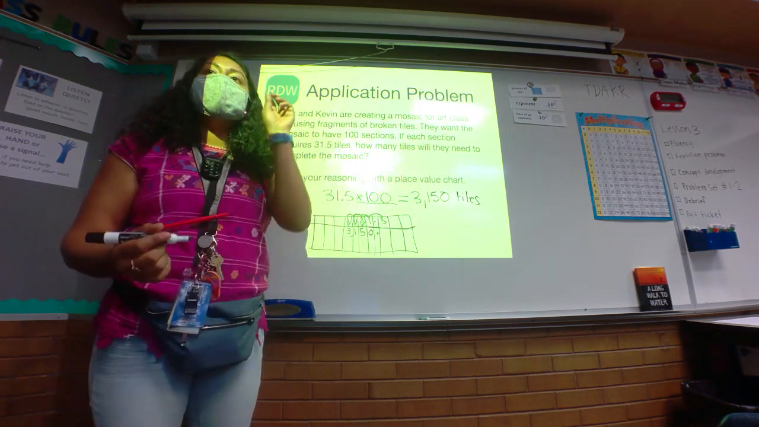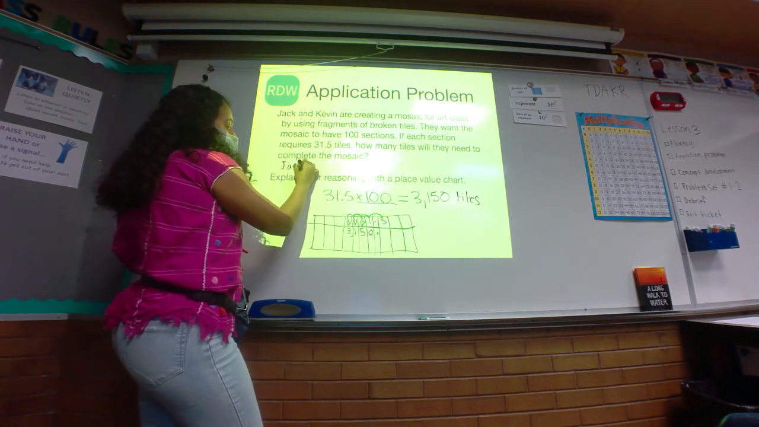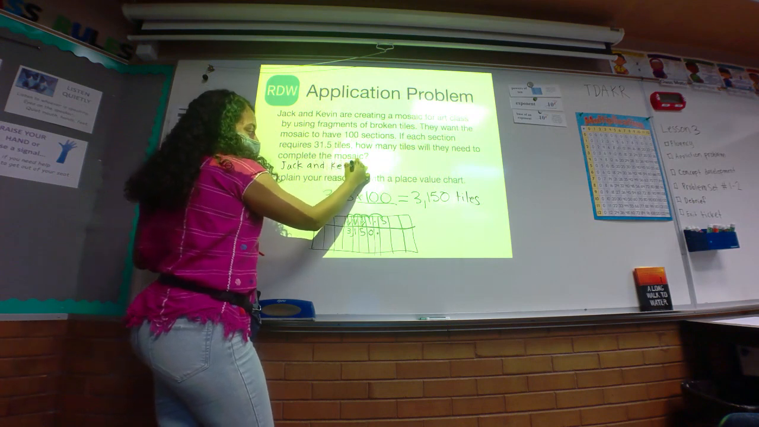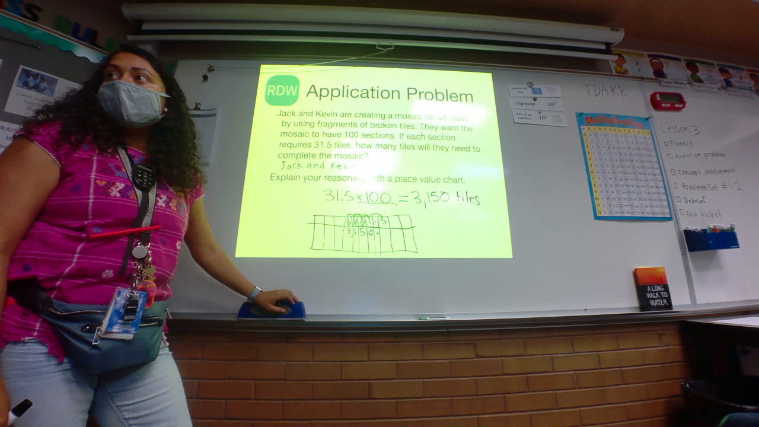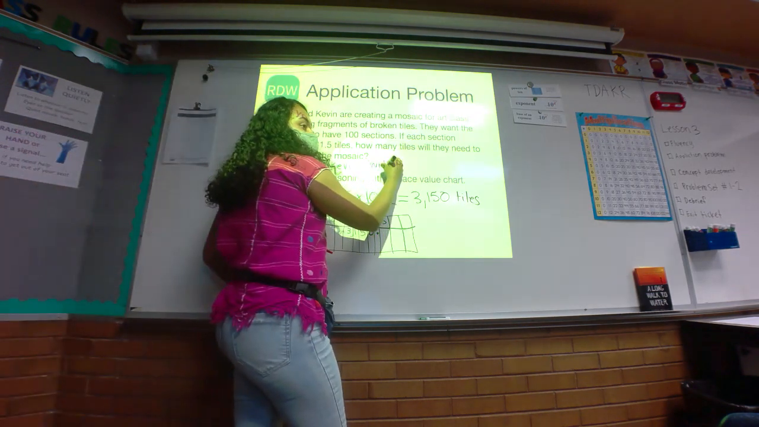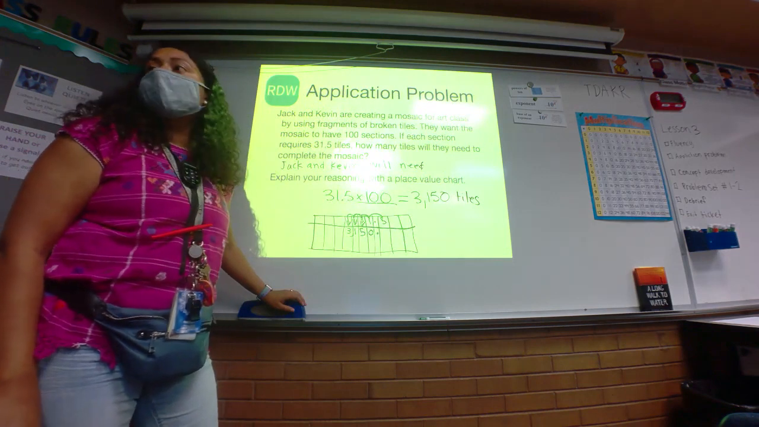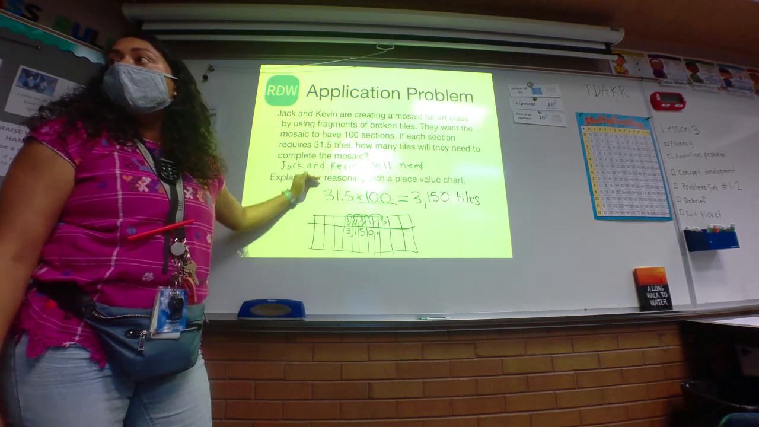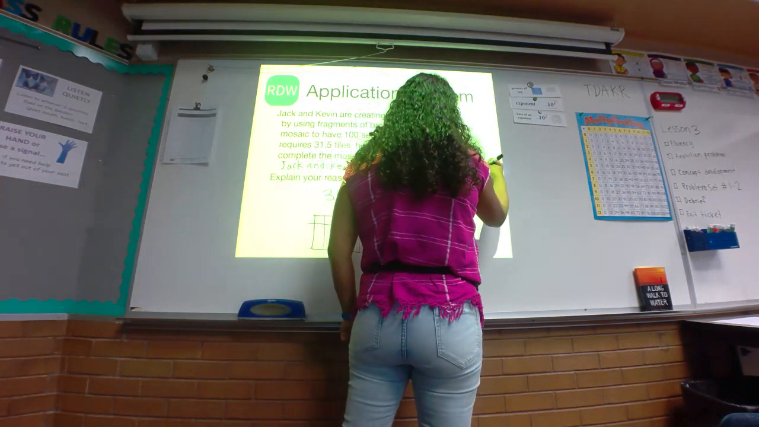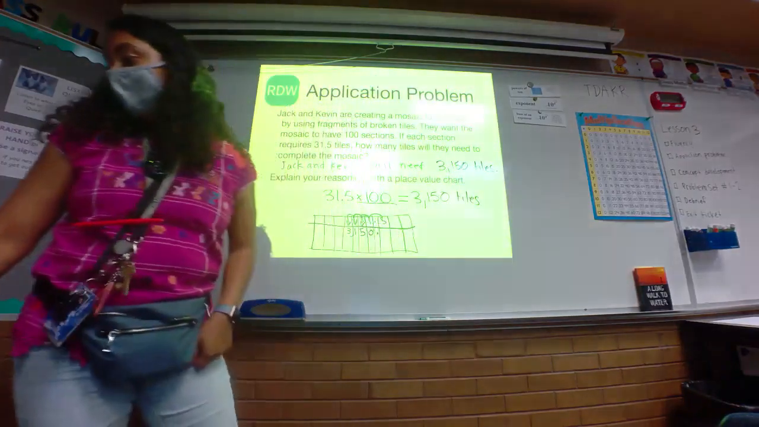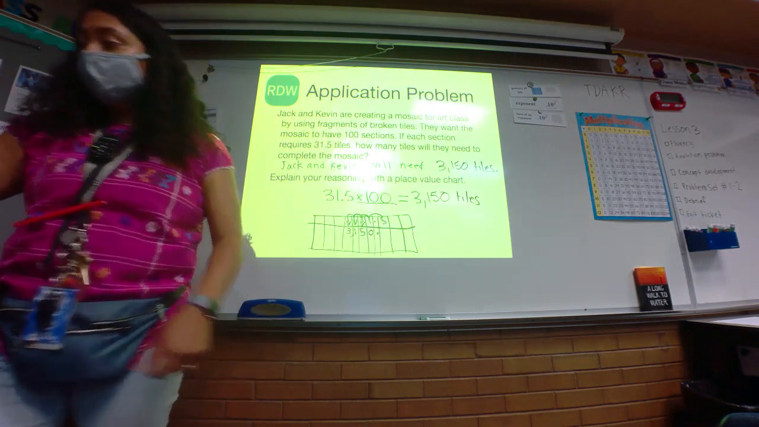Okay, so now let's write our sentence. Write it on your whiteboard. Ready? How many tiles will I need to complete the mosaic? You can say Jack and Kevin. Write it down on your whiteboard. Thank you, Thomas. Write it down, Elian. Jack and Kevin will need 3,155. Period. Any questions? Okay, finish writing it down.